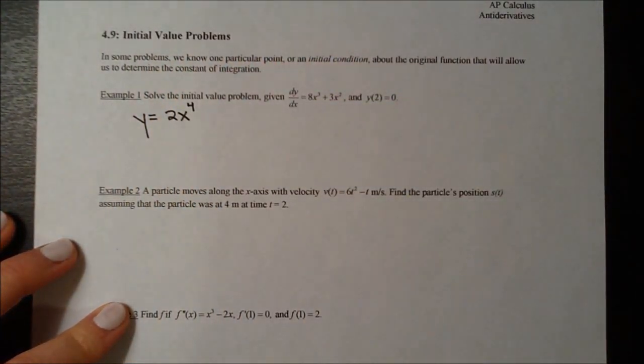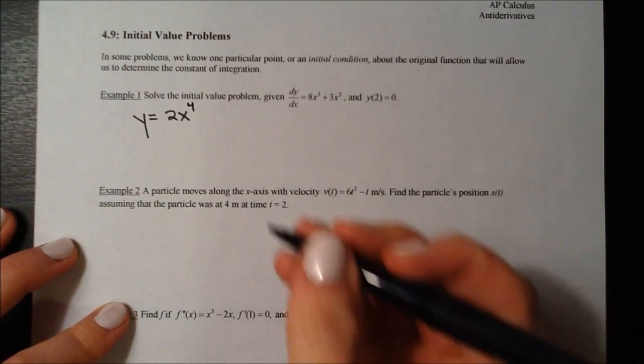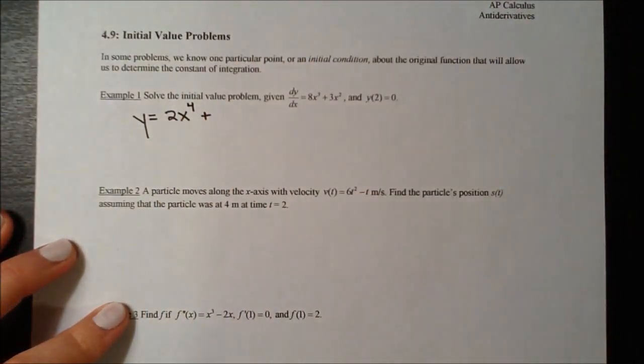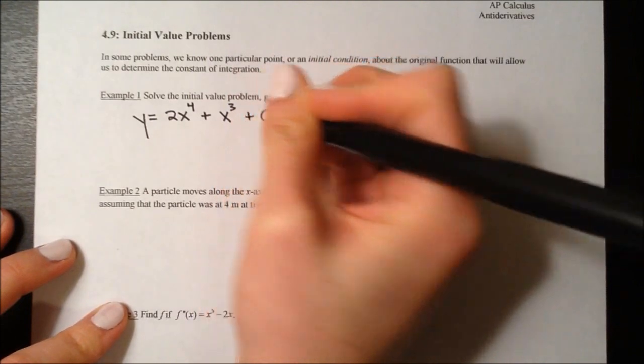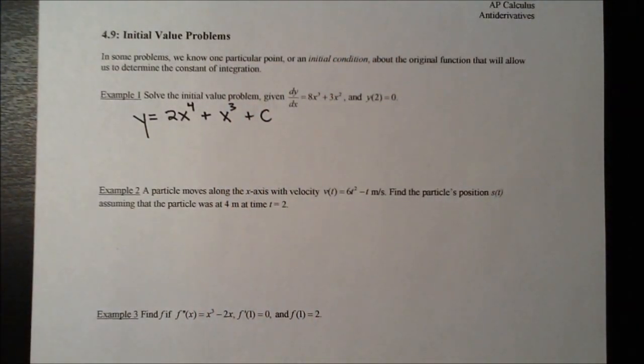You can always retest that. The 4 comes out front, multiplies by the 2, that'll give you 8. Power drops down to 3. And then plus 3x squared, the antiderivative of 3x squared is just x cubed. And then of course we start off with our plus c. Okay, so that's something called the general antiderivative. And remember, the general antiderivative contains the plus c still.